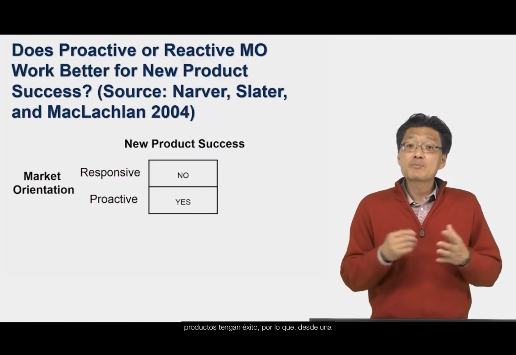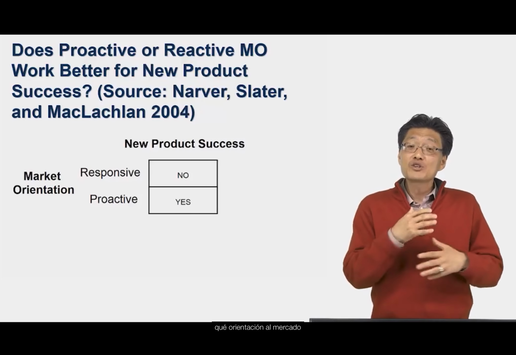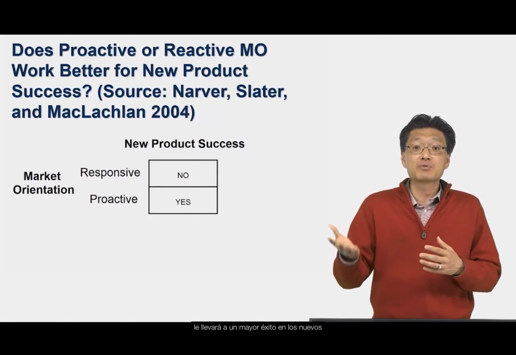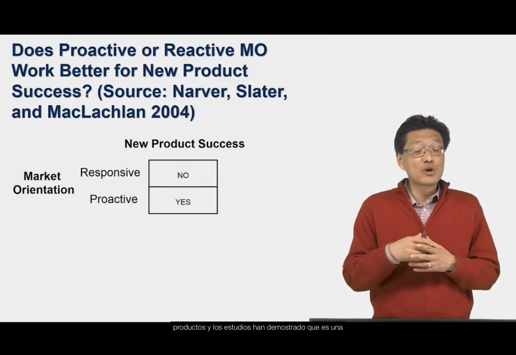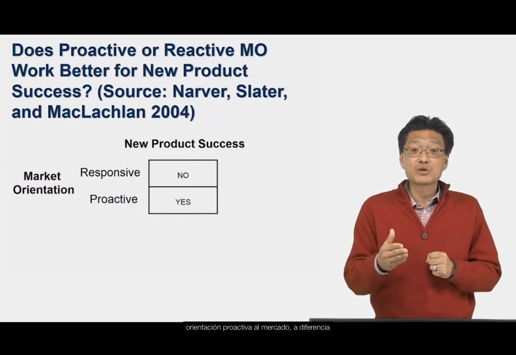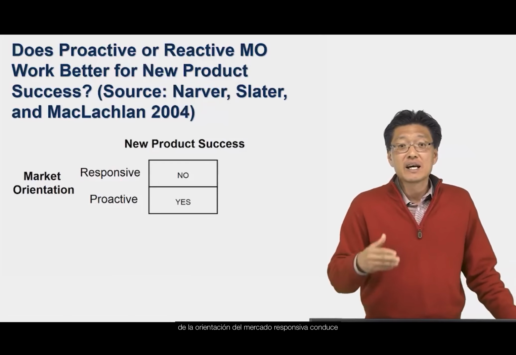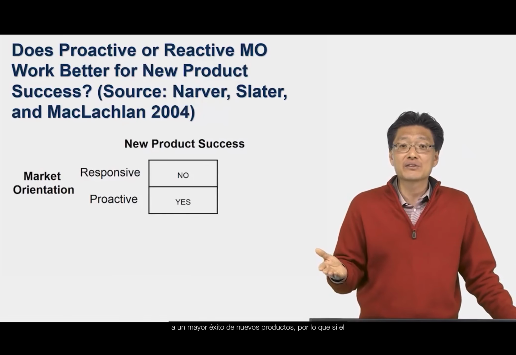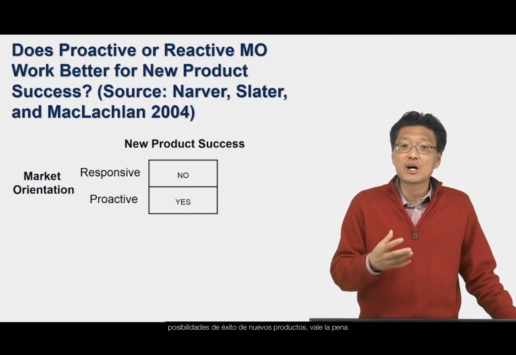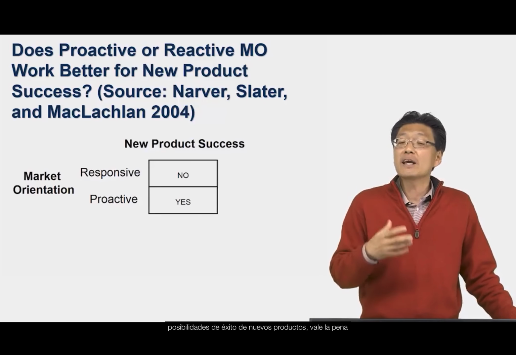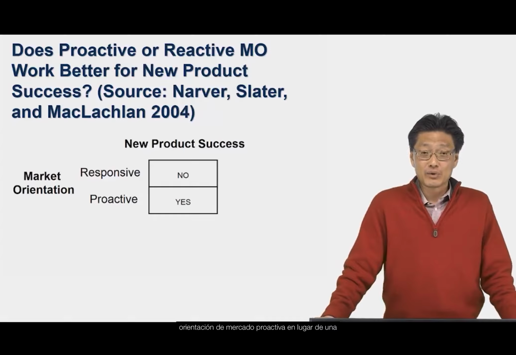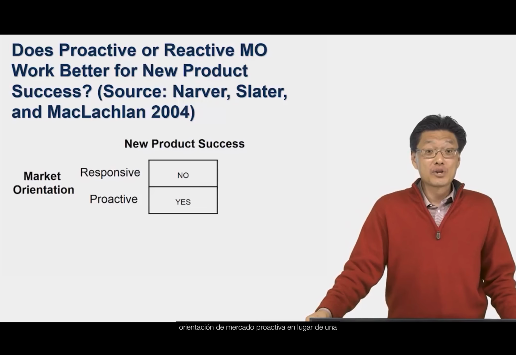So from a practical perspective, it's important to understand which market orientation will lead to greater success in new products. And studies have shown that proactive market orientation, as opposed to responsive market orientation, leads to higher new product success. So if the goal is to increase your chances of new product success, it pays off more to invest in and execute proactive market orientation as opposed to responsive market orientation.